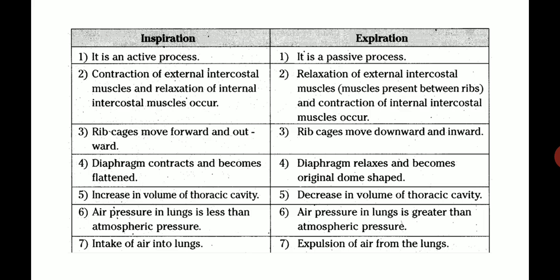Expiration is a passive process. Relaxation of external intercostal muscles, that is, the muscles which are present between the ribs, and contraction of the internal intercostal muscles occur. The rib cage moves downward and inward. The diaphragm relaxes and becomes dome shaped again. There is a decrease in the volume of the thoracic cavity. Air pressure in the lungs is greater than atmospheric pressure, and thus air is expelled out from the lungs.